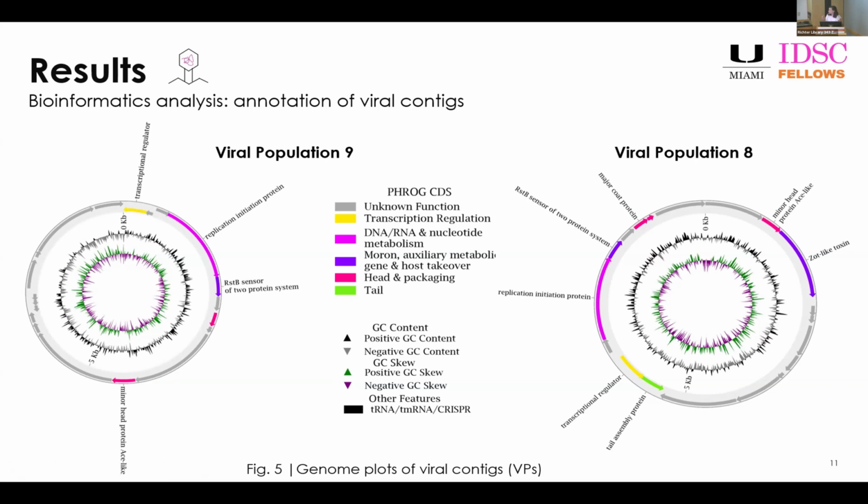And there was also another AMG within the contig that belonged to viral population 8, and it encoded a zot-like toxin. This is a known toxin that's been identified in Vibrio cholerae, and it's also been found in different Vibrio species, both pathogenic and not. So I'm also going to look closer at this specific gene within my viruses to investigate it further.